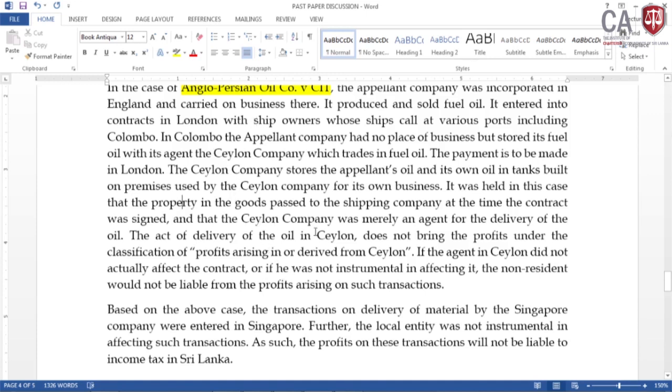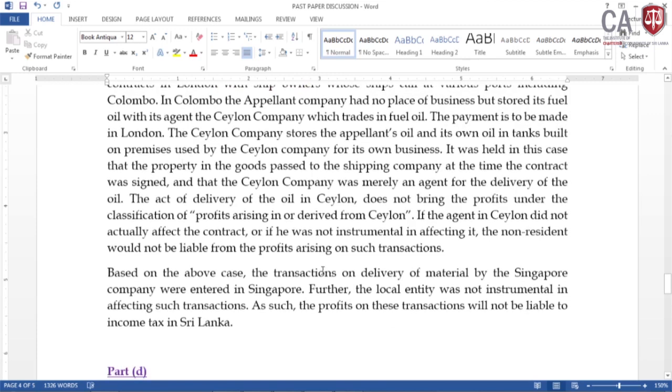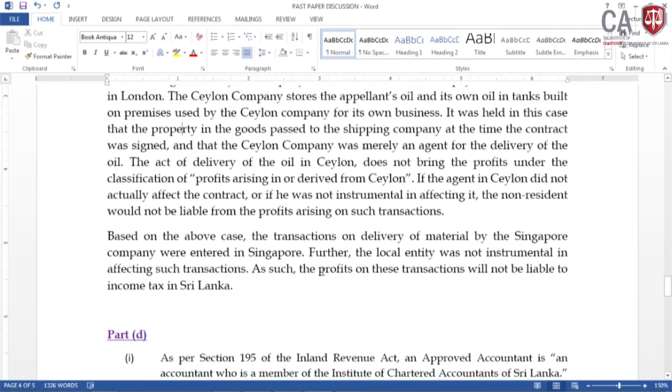Then the Ceylon company was merely an agent for the delivery of the oil. In this case, there is not even such an agent. The act of delivery of the oil in Ceylon does not mean it is profit under the classification of profit arising in or derived from Ceylon. If the agent in Ceylon did not actually effect the contract, or if he was not instrumental in effecting it, the non-resident would not be liable for the profit arising in such transaction to pay tax in Sri Lanka.